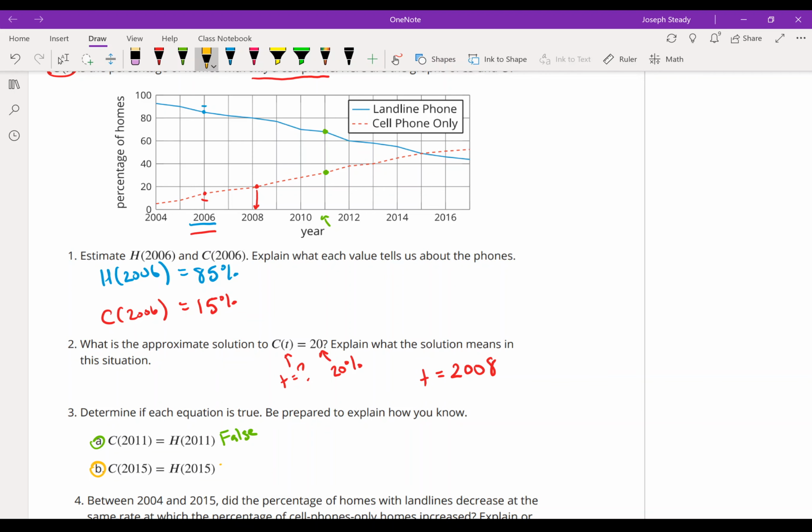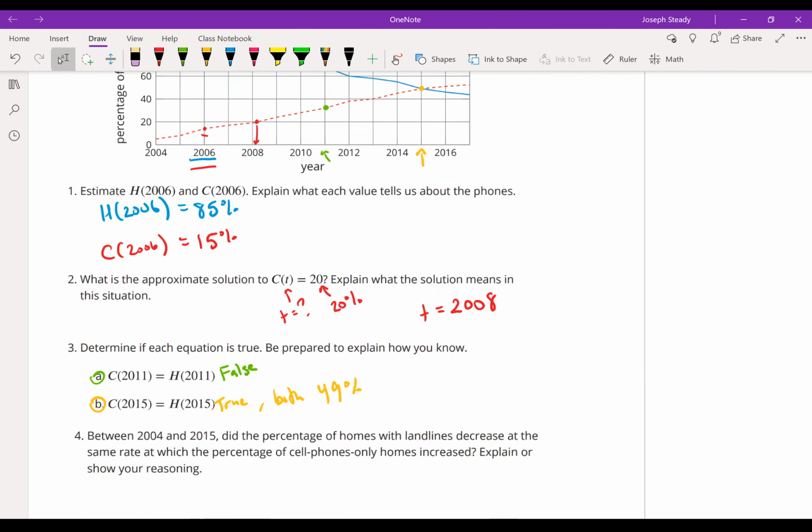Statement B, c of 2015 equals h of 2015. Well, 2015 is over here, and actually that is exactly where they are equal. It looks like they are both right around 49%. So that one is true.